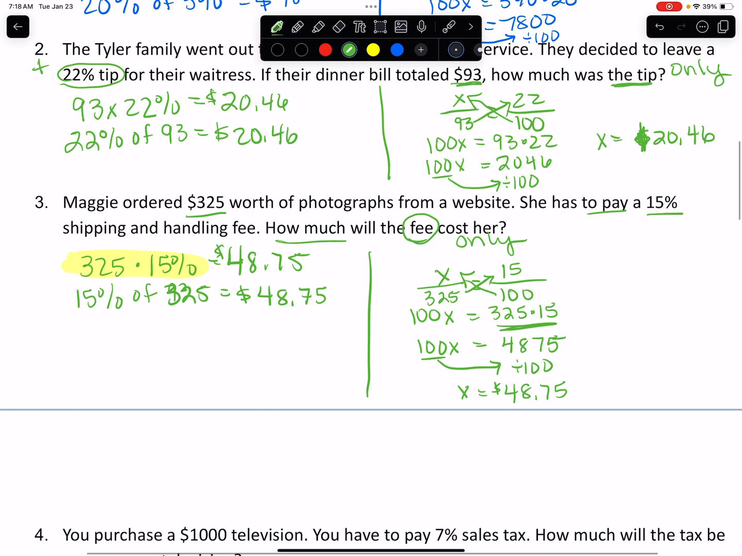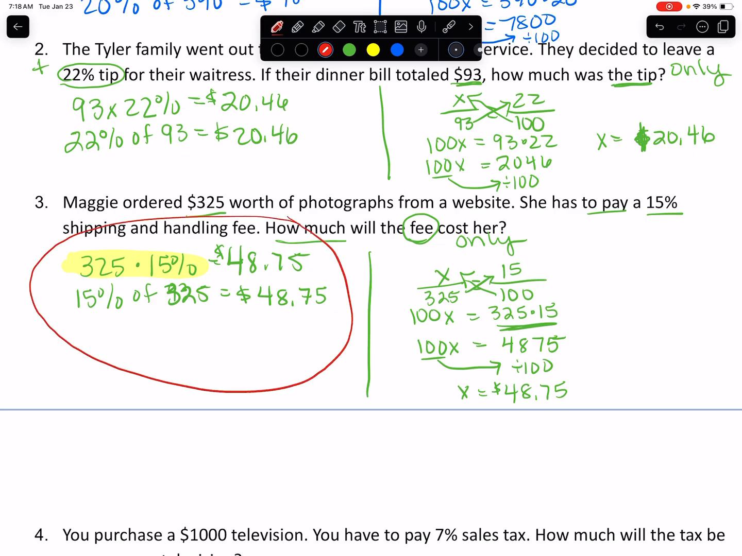So again, use your choice which way you want to do it. These that are just straightforward onlys, I probably would do this side. But the ones where it's not only, I probably would not do that side.